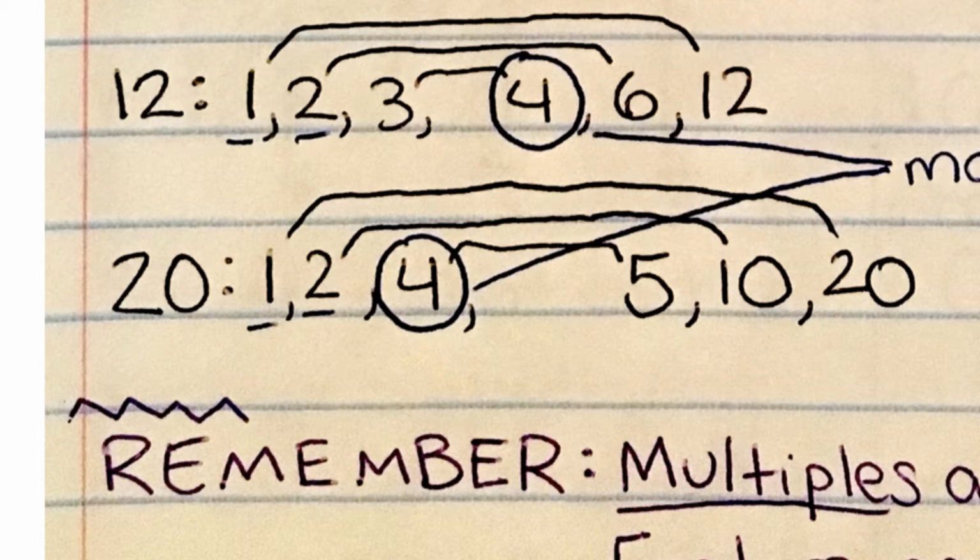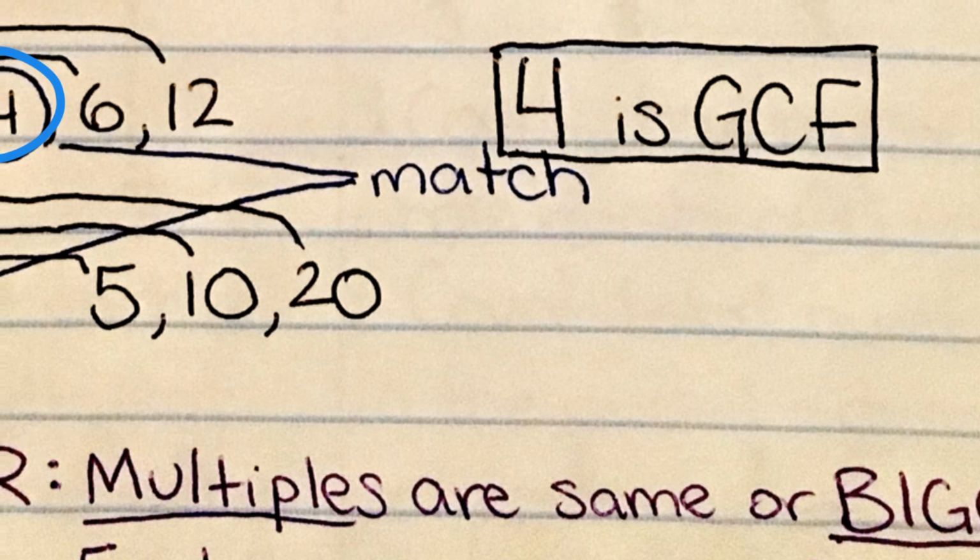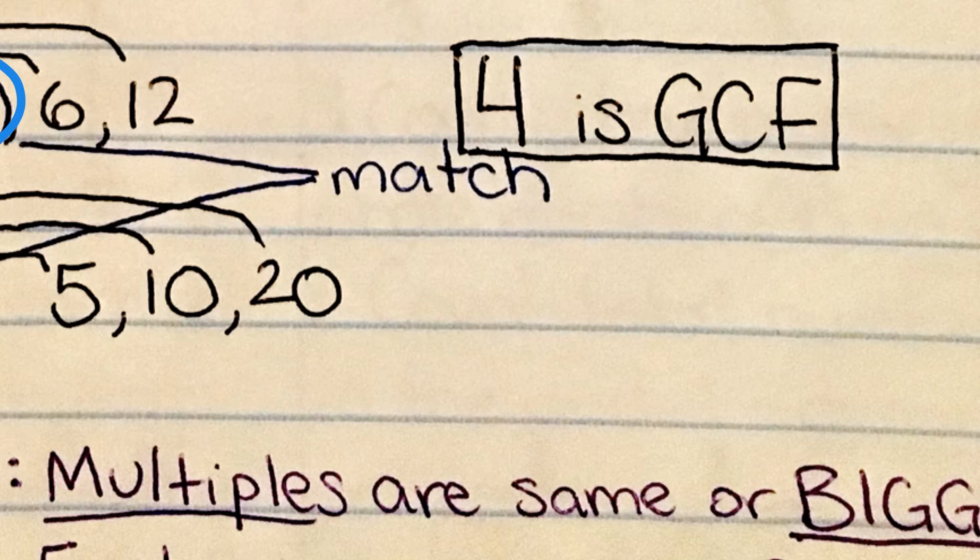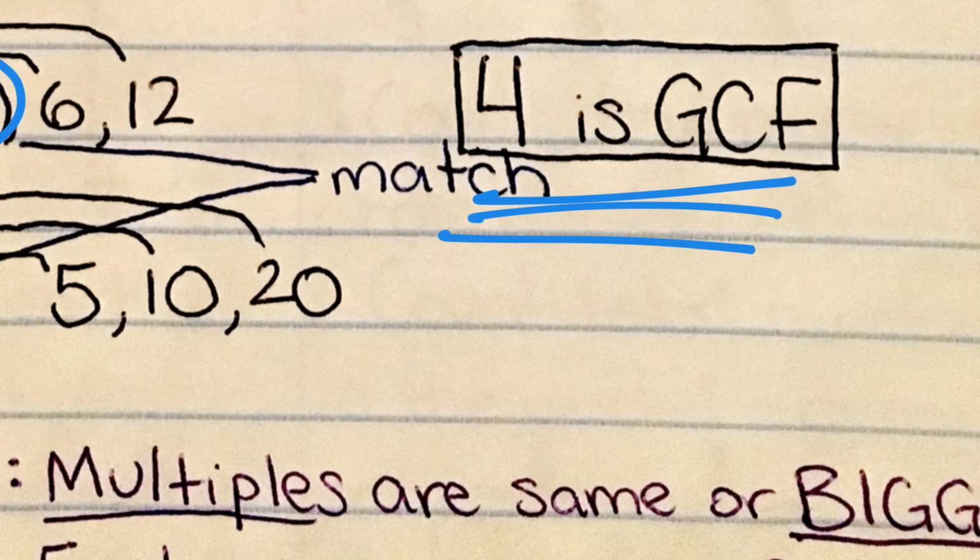And we try to find the largest one that matches. So obviously, it's always going to have a 1 that matches. This one has a 2 that matches. But the biggest one that matches is going to be this 4 here, which is already circled for us, but I'll circle it again. So 4 is the greatest common factor. It's the biggest one that matches.